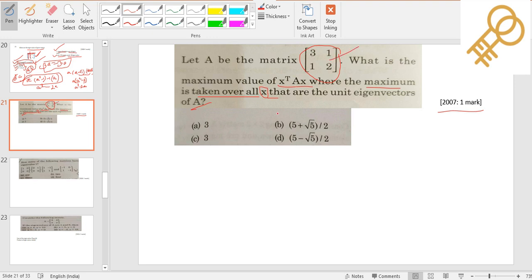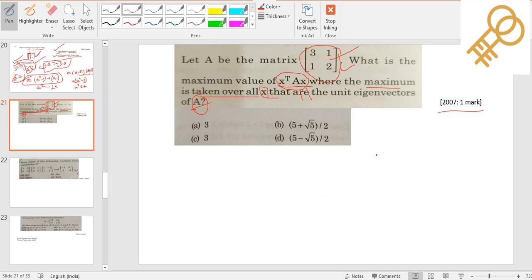So there is one theorem: the maximum value of X transpose AX, where the maximum is taken over all X that are the unit eigenvectors of A, is the maximum eigenvalue of A. They have asked about the maximum value of this, right? So the theorem says that the maximum value of this whole thing is equal to the maximum eigenvalue of the given matrix A. That is the theorem. So basically we have to find the maximum eigenvalue of the given matrix A.